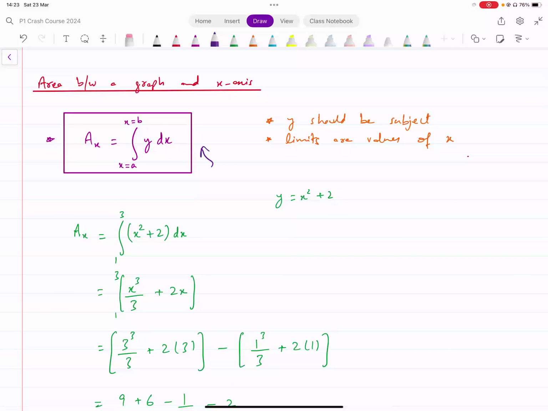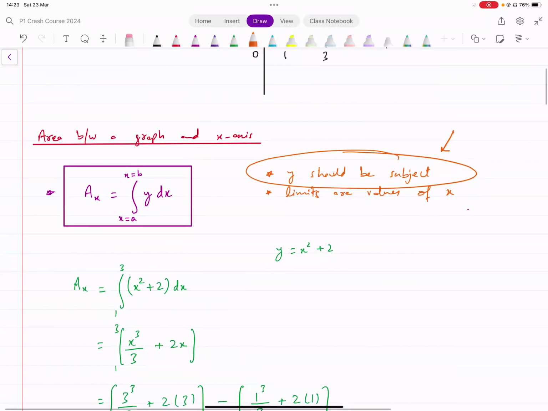Area is given by the integral of y with respect to x. The limits are values of x here, lower limit and upper limit, and you just input those limits. Now, when you use this formula, you have to be careful that y should be the subject of the function that you're given.